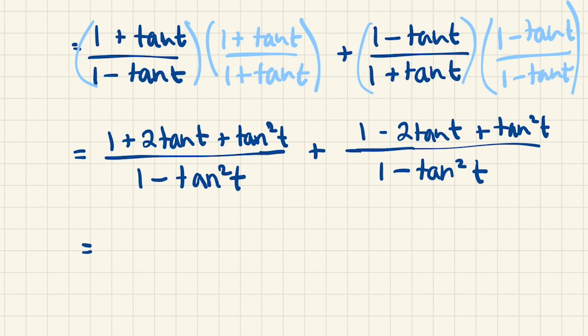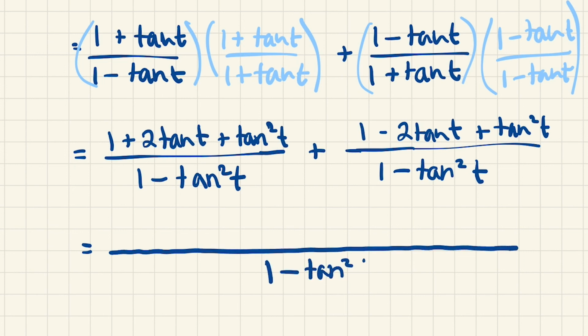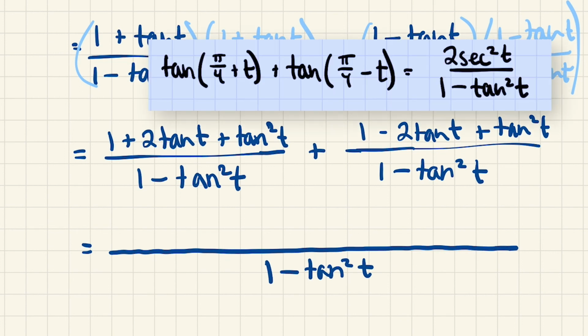So now we do have a common denominator, of course, so we can just write this as one big long fraction all over 1 minus tangent squared t. This is good news, by the way, because if you look at the original problem, we're trying to get this thing to look like that. And that has a denominator of 1 minus tangent squared. So you can kind of tell we're on track. All we need to do is make the numerator somehow look like 2 times secant squared.